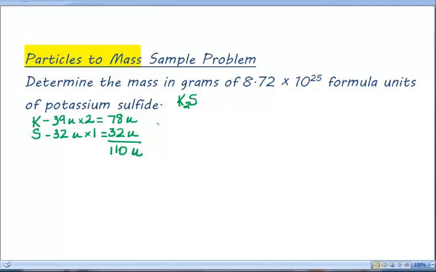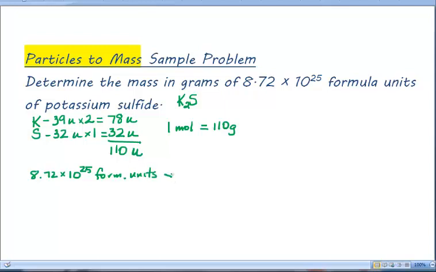And remember, that's for a single formula unit. We're not interested in single formula units. We want moles. So just remember, 1 mole of potassium sulfide is 110 grams. That's going to come in handy here momentarily. In this particular problem, we've got 8.72 times 10 to the 25 formula units of potassium sulfide. I'm going to abbreviate formula units.